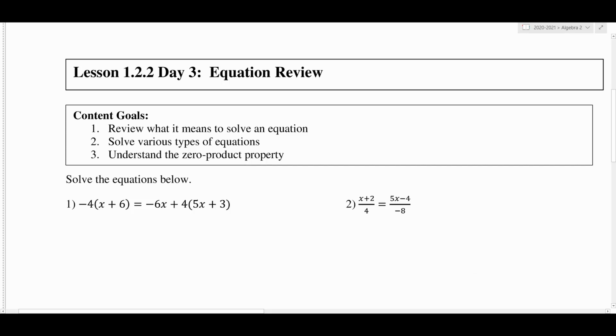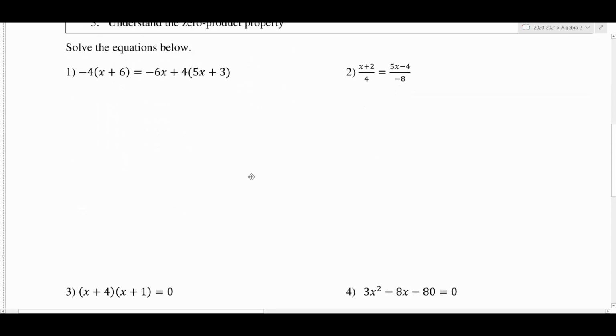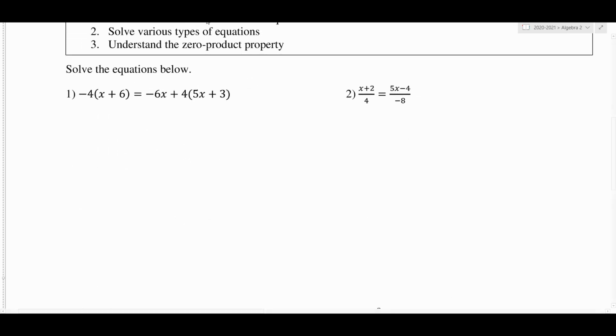Okay, so let's look at our first equation here, number 1. We've got a lot of things going on here. We've got parentheses and a lot of moving parts. So remember, what it means to solve an equation is we are looking for a value of x such that if I were to plug that value in for x in its different locations, it would make the equation true. In other words, I would end up with the same number on both sides of the equal sign.